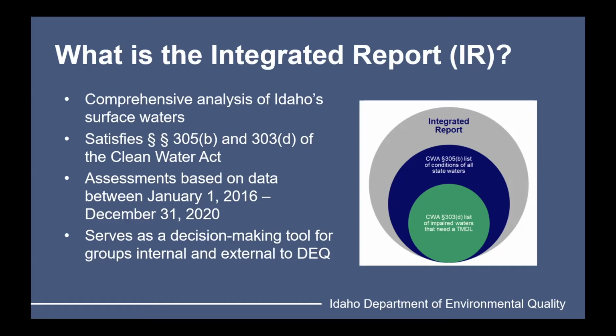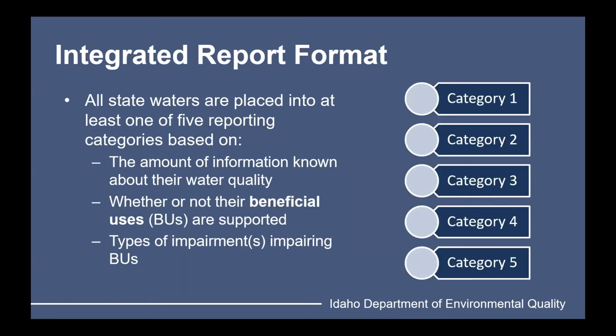So overall, the integrated report is a decision-making tool for groups internal and external to DEQ. And it puts out that list of those 303(d) waters, those impaired waters that we need to focus on creating a TMDL for. All right, so in the integrated report format, all state waters are placed into at least one of 5 reporting categories. This is based on the amount of information that we have about their water quality, whether or not their beneficial uses are supported, and the type of impairment that is impairing those beneficial uses. So for this, we use a categorization of categories 1 through 5.